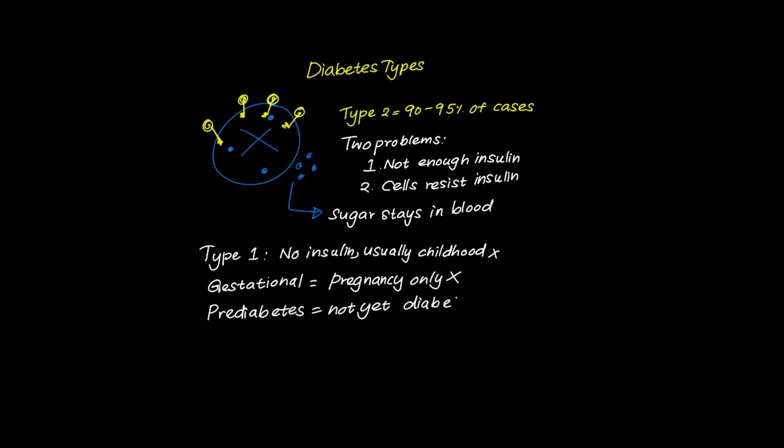Type 1 diabetes is different. The body makes no insulin at all, and it usually develops in childhood. Gestational diabetes only occurs during pregnancy. Prediabetes means blood sugar is elevated but not high enough for a diabetes diagnosis.